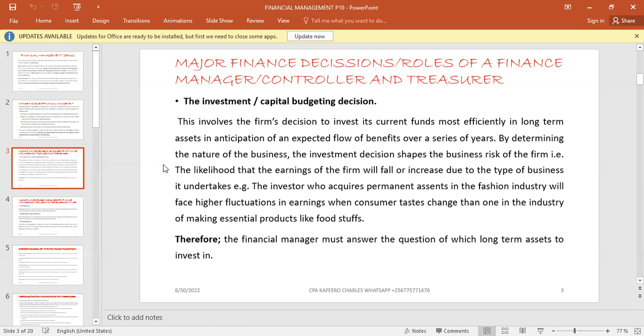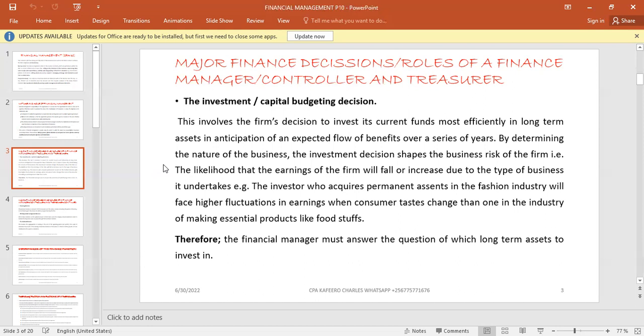Those we are going to look at in further analysis, but here we are just going to look at the introductory part, what this decision is about, and we shall look at it in broad detail as we go to handling each of the finance decisions separately.